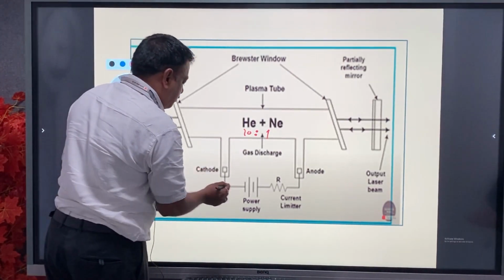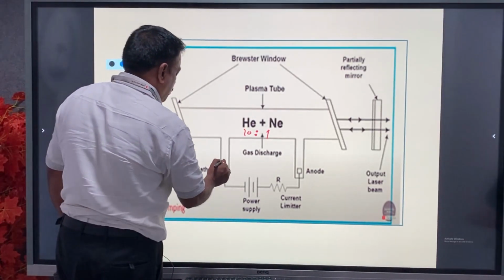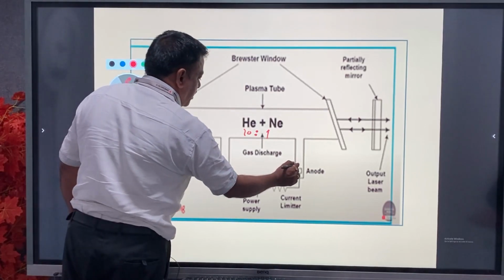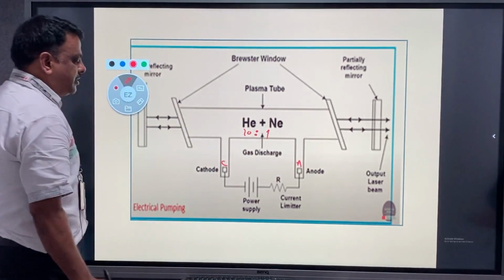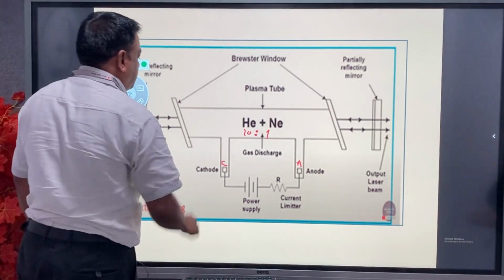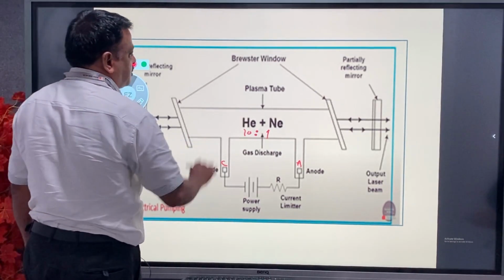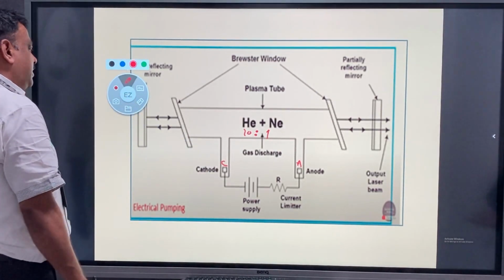This glass bulb is connected to a high tension power supply. One of the terminals acts as a cathode and the other as an anode. This provides an electric discharge through the helium-neon gas mixture. Electric discharge means electric current passes through the gas medium.